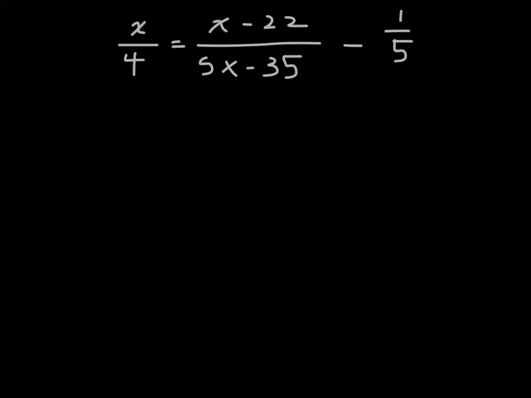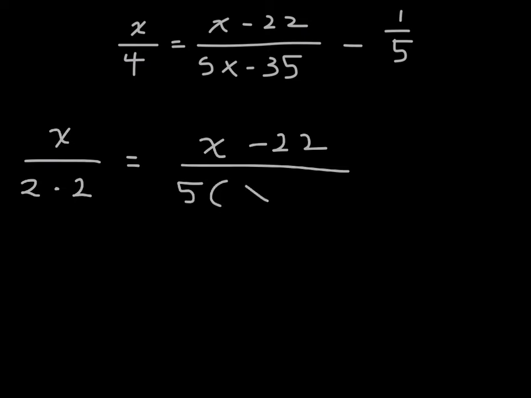Now, in order to find the LCD, I suggest you factor every single denominator, including that 4 as 2 times 2. This denominator, the GCF is 5, and then this denominator's prime is just 5. So the LCD, now remember this, the LCD is the product of each different factor, the greatest number of times it appears in any one factorization.